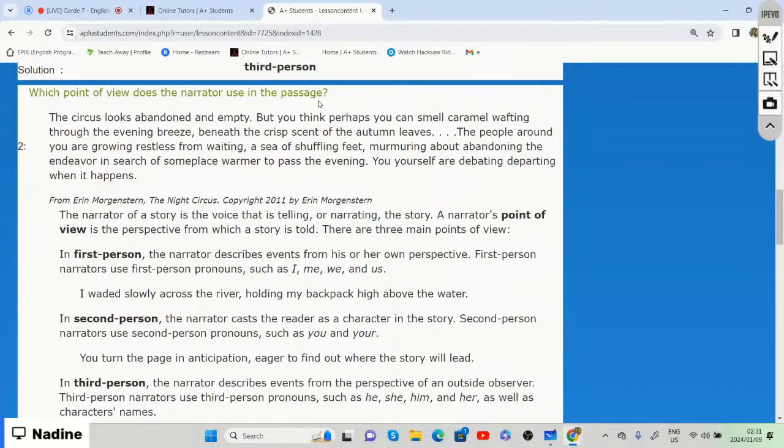All right, so if we look at this passage, then we can say that the narrator uses second person point of view, right? Because they're casting you as a character. So we can say that they're using second person point of view.